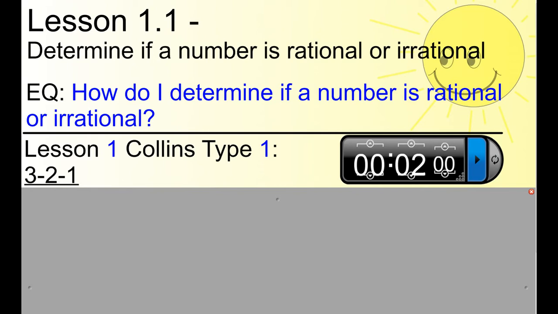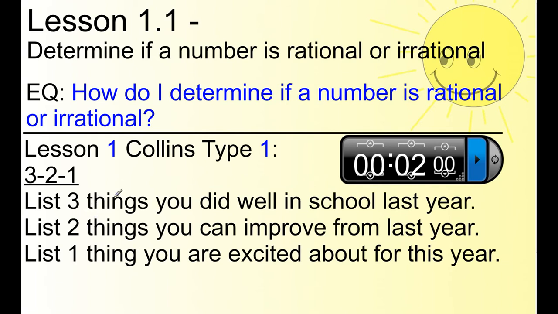So down below here we have a little warm-up, a Collins Type 1 writing, and I have a 2-minute timer, so this will be a 3, 2, 1. List 3 things you did well in school last year. Then list 2 things you can improve from last year. And list 1 thing you're excited about for this year. So if I start the timer, you've got yourself 2 minutes.